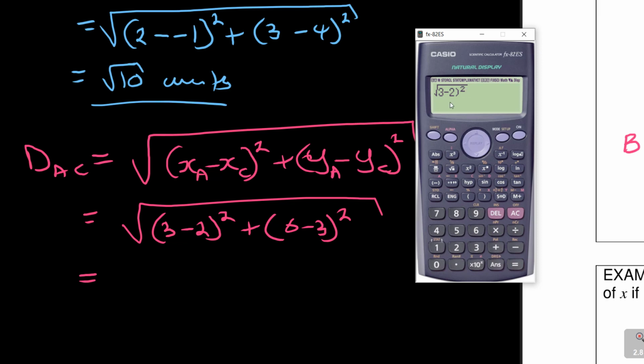You have to just do this once, you know. I think I left out that. And then plus what? Oh, sorry about that. Let me start afresh. Oh, there it is. Plus 6 minus 3 squared. It gave me square root of 10.